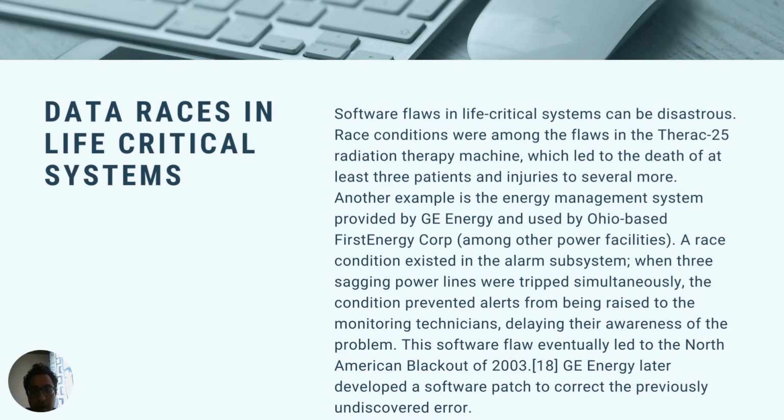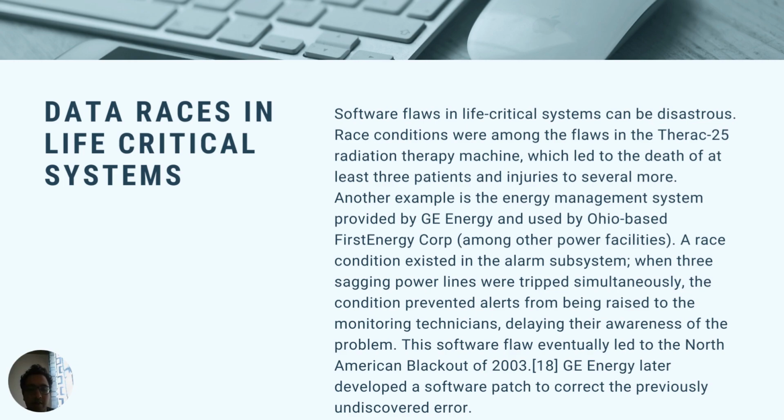Another example is the energy management system provided by GE Energy and used by Ohio-based FirstEnergy Corp, among other power facilities. A race condition existed in the alarm subsystem when three sagging power lines were tripped simultaneously. The condition prevented alerts from being raised to the monitoring technicians, delaying their awareness of the problem. This software flaw actually led to the North American blackout of 2003, and GE Energy later developed a software patch to correct the previously undiscovered error.